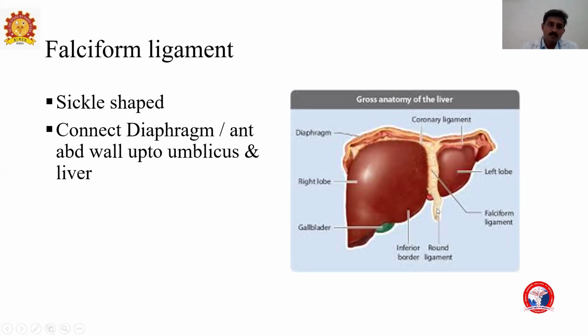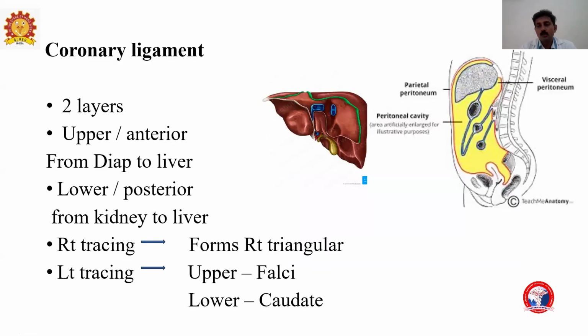On the free border of this falciform ligament, we have the round ligament of liver, otherwise called ligamentum teres hepatis. What I told about ligamentum teres hepatis is that it is the obliterated left umbilical vein. Okay. Now we'll move on to the next part. We have the coronary ligament. Why is it called coronary ligament? Because it is there on the crown or the upper surface of the liver. That's called coronary ligament.